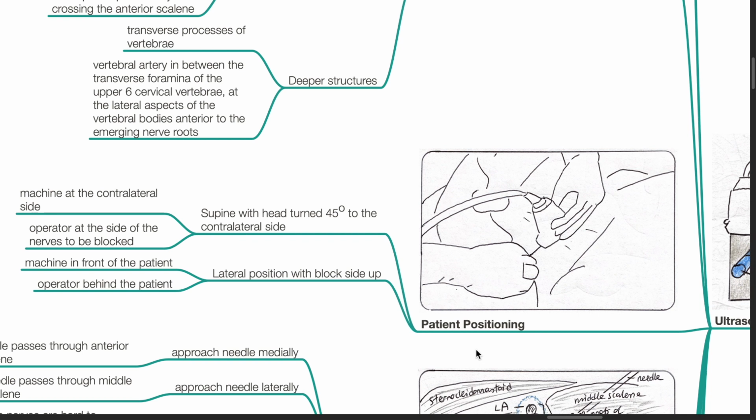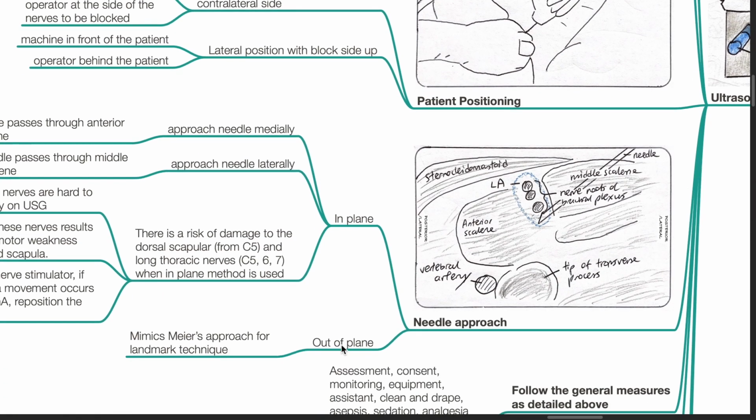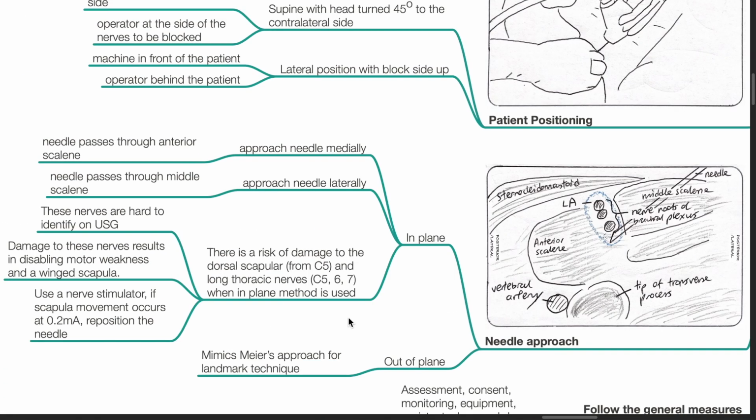Patient positioning. Supine with head turned 45 degrees to the contralateral side. The machine at the contralateral side. Operator at the side of the nerves to be blocked. Or lateral position with the block side up, machine in front of the patient and operator behind the patient. Needle approach can be in plane or out of plane.